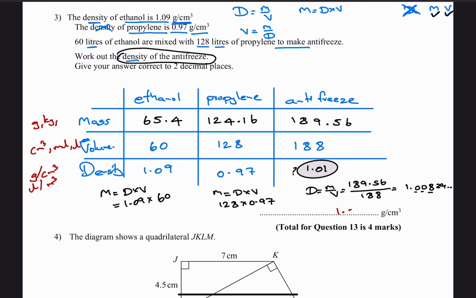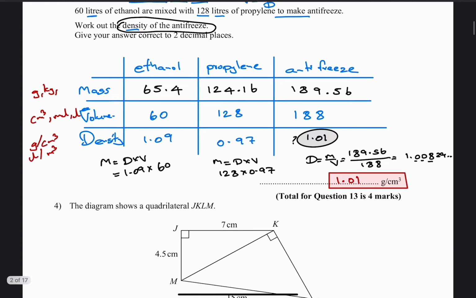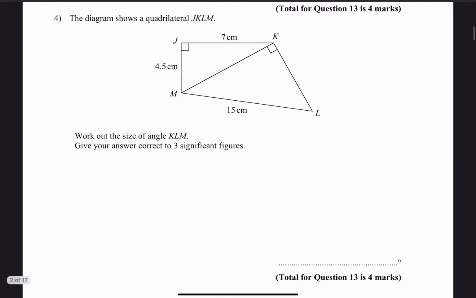They give you the unit, so you do not need to worry about units. Make sure you're writing it to the correct decimal places. Good. Next one. Okay, a trigonometry and also a simple Pythagoras.